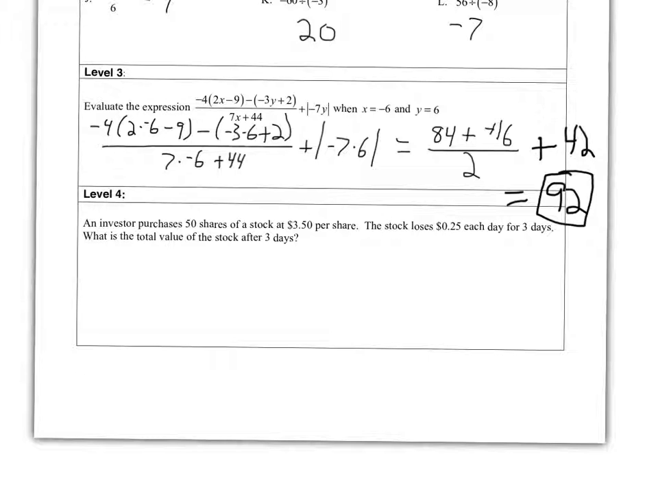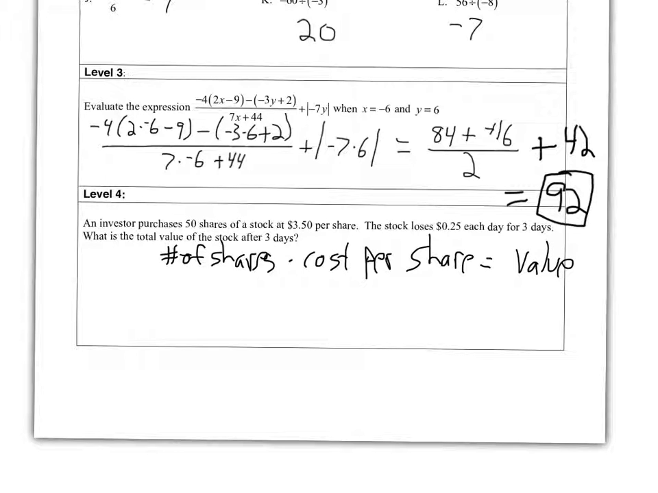Well, what we're going to want is to multiply our share times its cost in order to get its values. I'm going to write that down. The number of shares multiplied by the cost per share gives the total value. Now we have 50 shares, but our cost per share is going down.